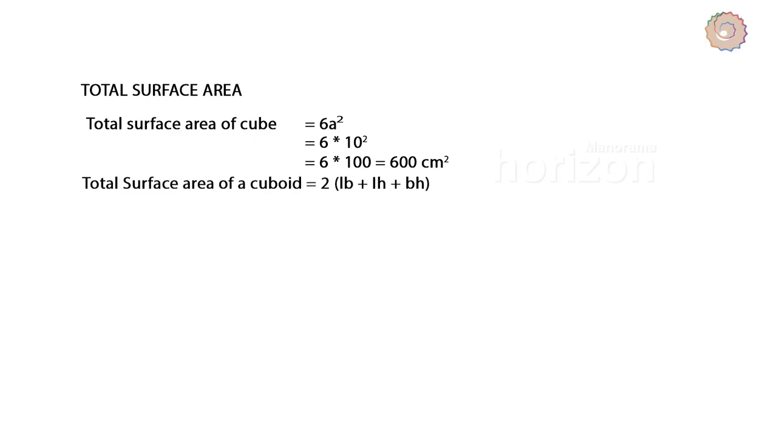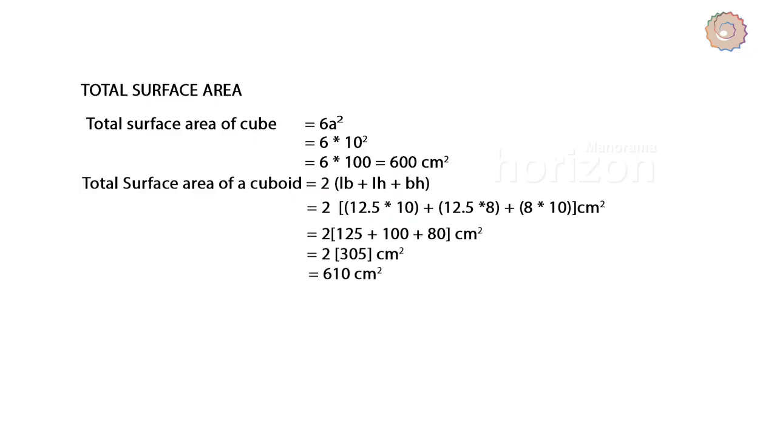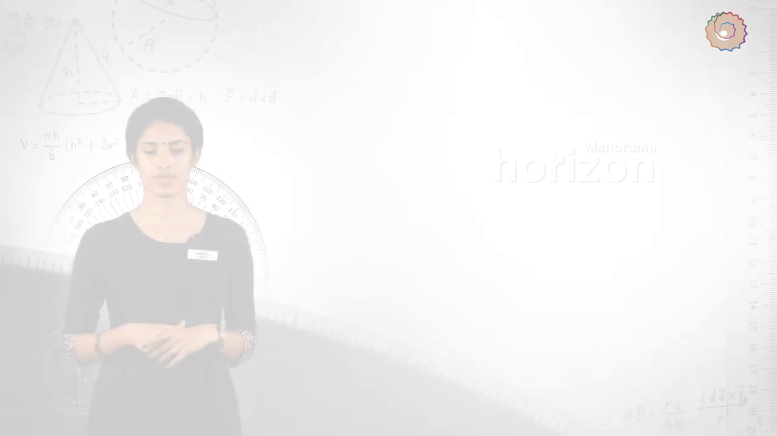Now, what is the total surface area of a cube? The total surface area of the cube is given by 6a square. That is 6 times 10 square, giving you 600 centimeter square. So, what would be the total surface area of a cuboid as well? Therefore, that is 2 times LB plus LH plus BH. After plugging in the values, we get 2 cross 125 plus 100 plus 80 centimeter square. Adding and multiplying the same, we get 610 centimeter square.